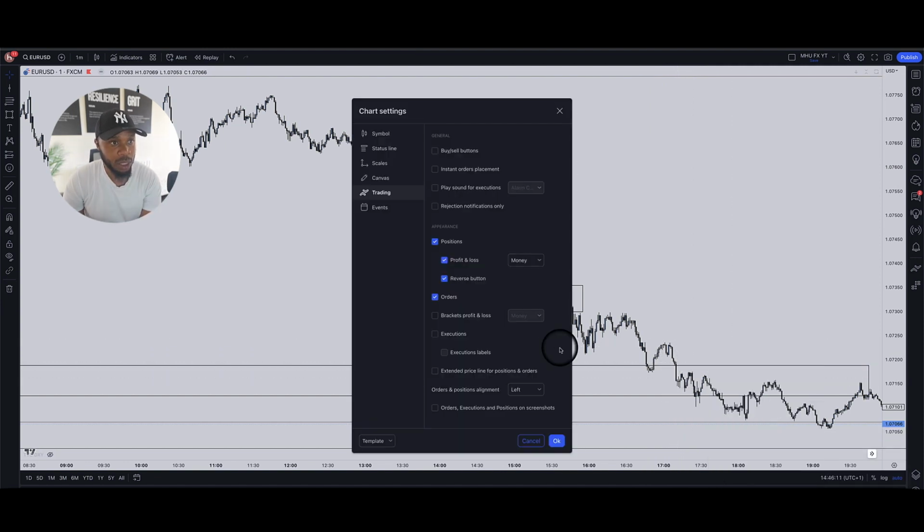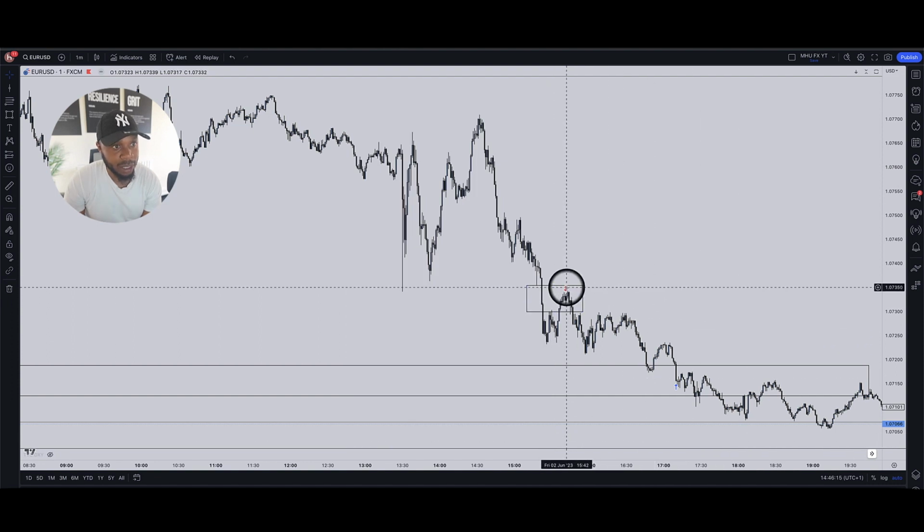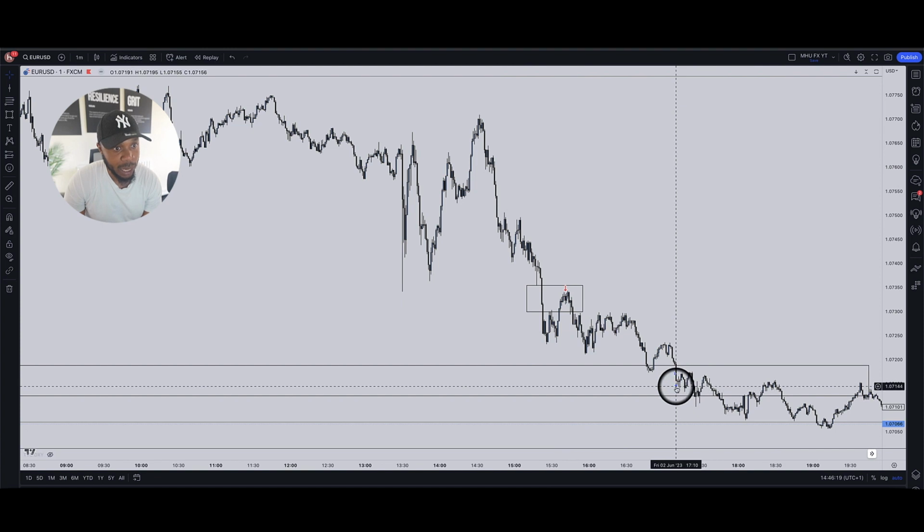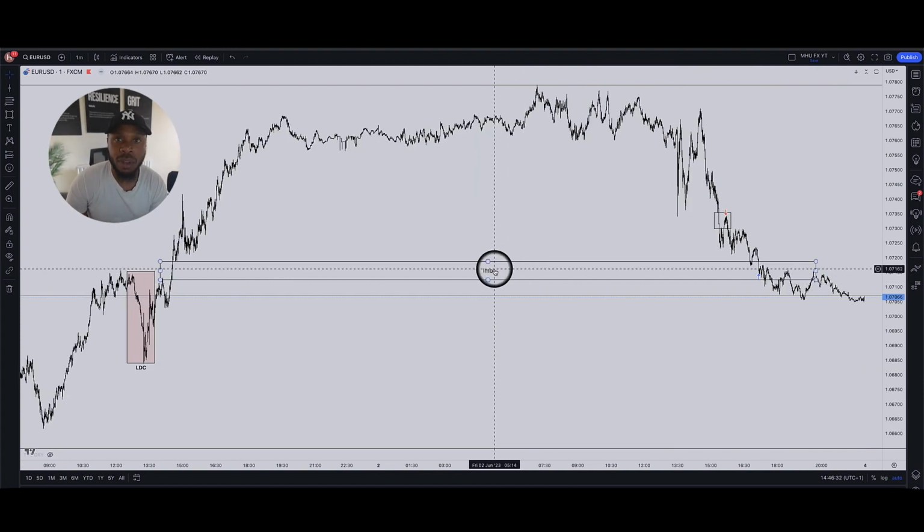So I'm going to go ahead and put my executions on real quick. There we go. You can see this is where I entered. I entered when price was in this imbalance over here. And then this is where I TP'd deep into this area of inefficiency.